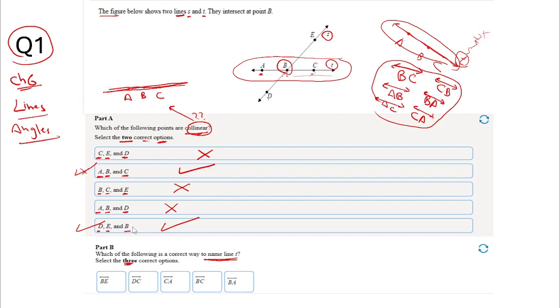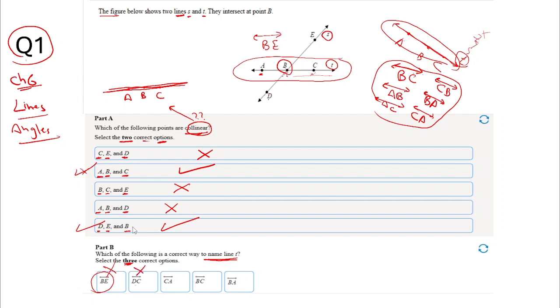The first one is BE. BE, like this. This is not for line T, it's for line S. So it is not the right answer. DC. Where is DC? It's not a line, so it's not the correct answer.